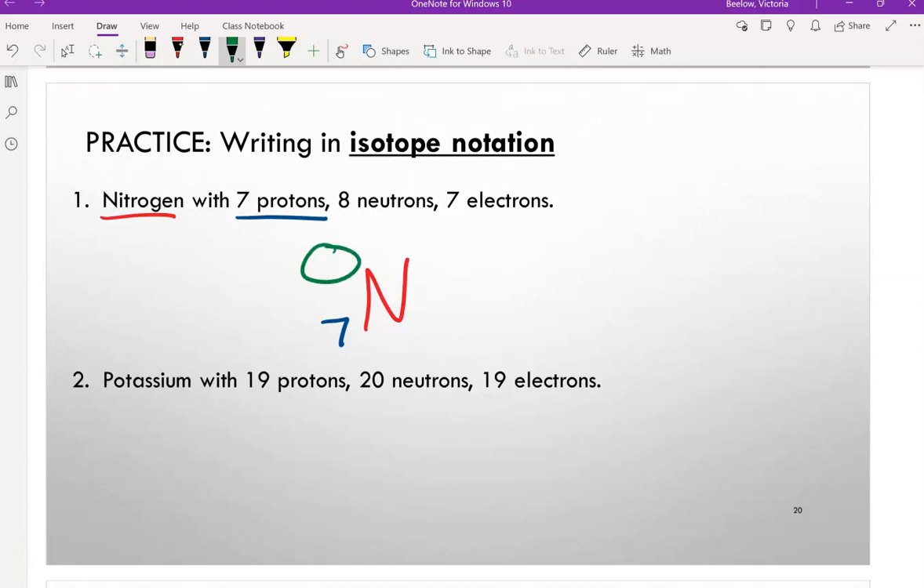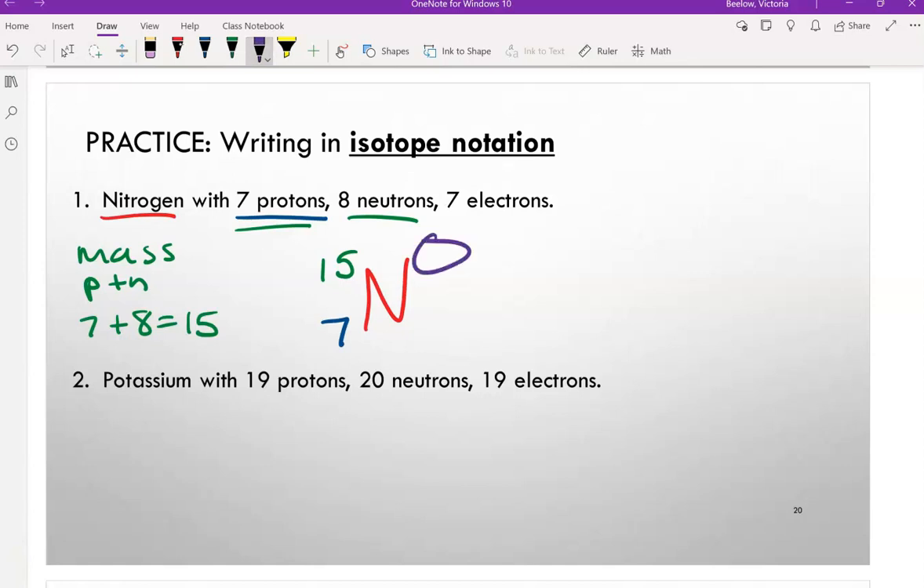Next, I'm going to figure out the mass. Remember, the mass is going to be the protons plus the neutrons. So we're going to do 7 plus 8, which is 15, and that number is going to go here. That is the atomic mass, which is protons plus neutrons. I already knew what the protons were because of the element that it is, and then it told me the number of neutrons, so I added them together.